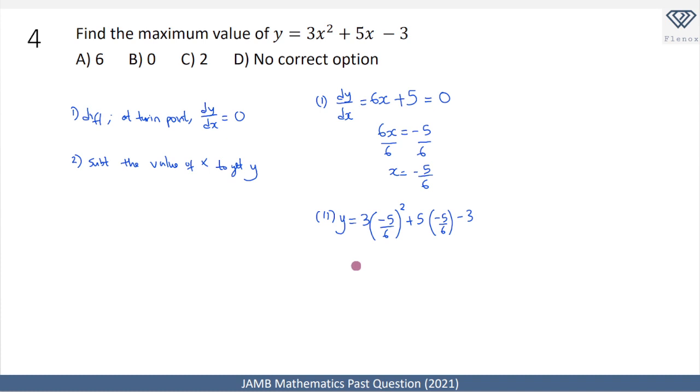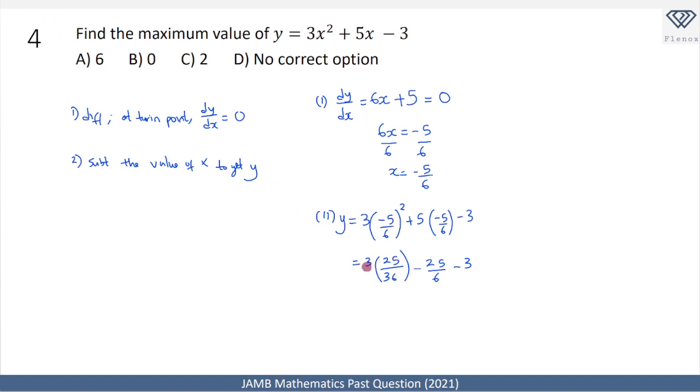And what is left is a matter of simplification. So we have 3 times minus 5 squared, which is 25, because minus times minus is plus, and 6 squared is 36. Then plus, 5 times minus 5 will just give you minus 25. So let me write this as minus 25 over 6 minus 3. Let me make this neater so you don't mistake that.